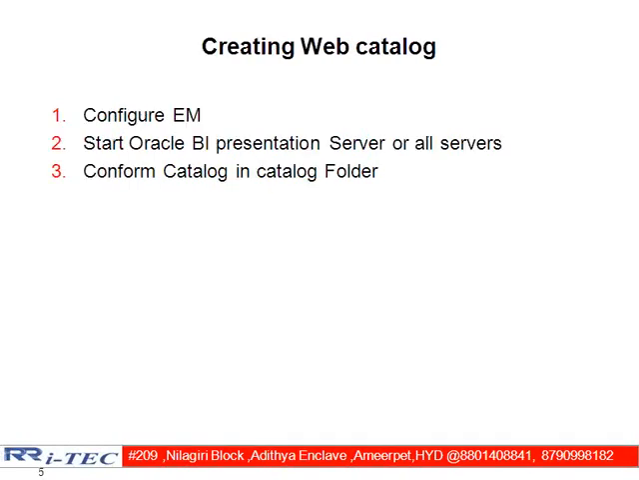Then, in creating a web catalog, we have only 3 steps. One is configuring the enterprise manager, which we understood how to do. Second one is what, sir? Start Oracle BA presentation server or all servers. Recommended is only the BA presentation server.